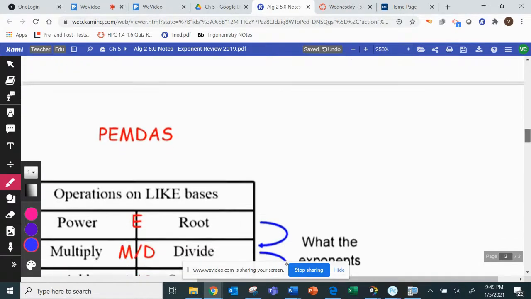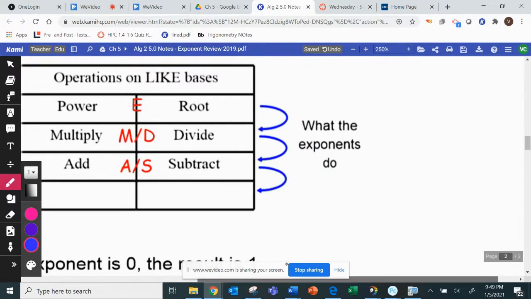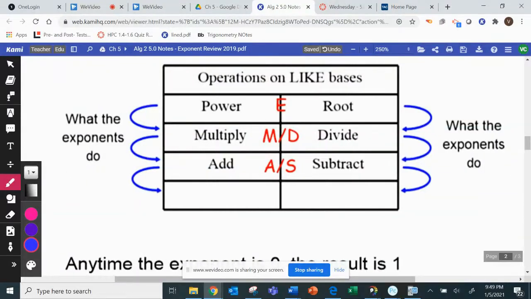Okay, that was a lot of rules. Here's a graphic organizer that might help you remember what to do. In the center, I'm looking at what the operation on like bases would be. We just went over all of this: power on like bases, multiplying like bases, or adding like bases. Multiplying like bases would be x squared times x to the third.